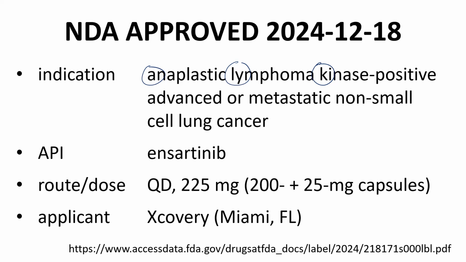The active compound is ensartinib. The drug is administered as a 225 milligram oral dose once per day. The dose consists of one 200 milligram and one 25 milligram capsule. The NDA applicant is Ensacove of Miami, Florida. The prescribing information insert of Ensacove is cited at the bottom of the slide and served as the primary reference for this video.